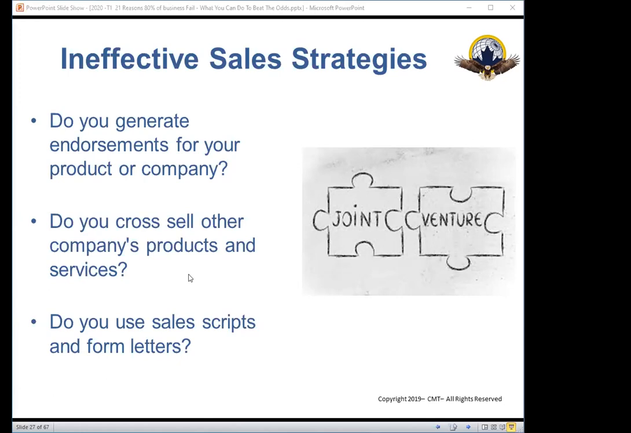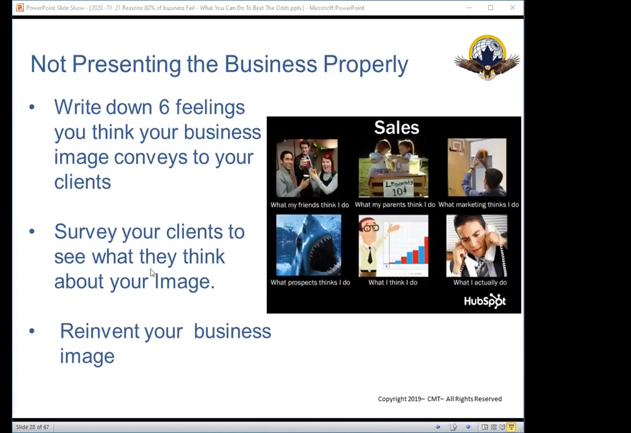Do you use sales scripts and form letters? It's very important. Start collecting that stuff. And we have all those templates. Not properly presenting the business.